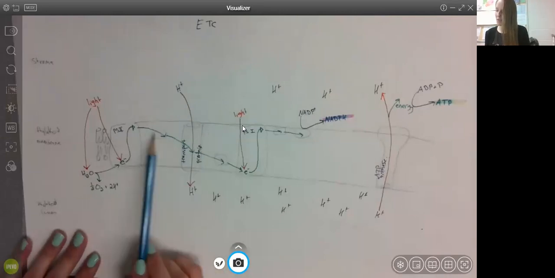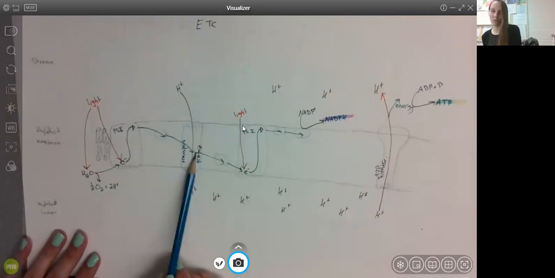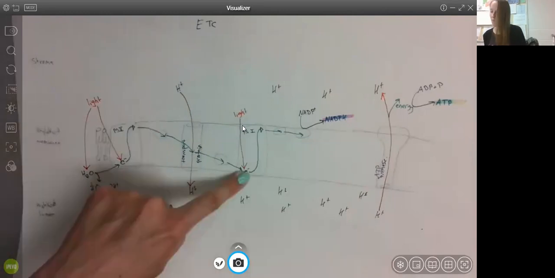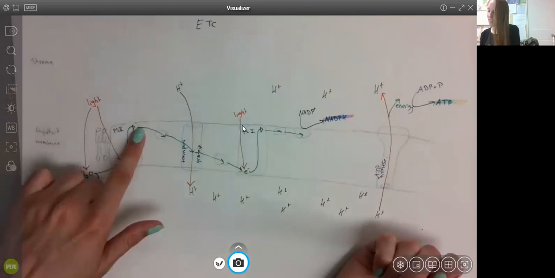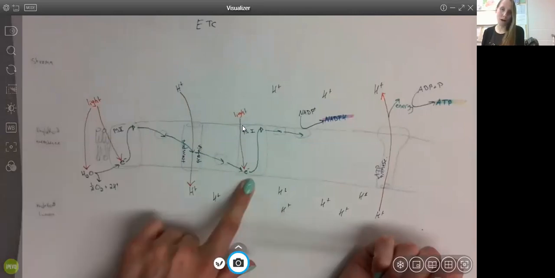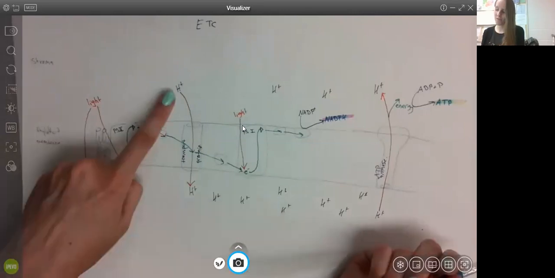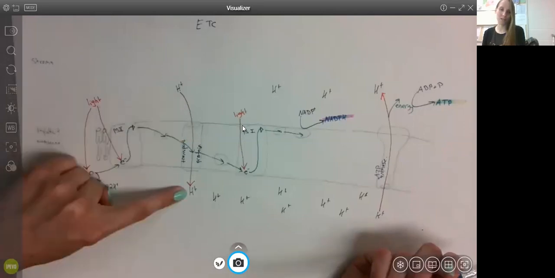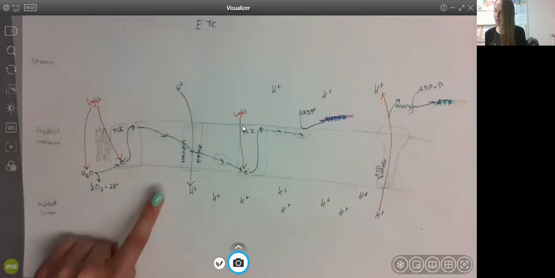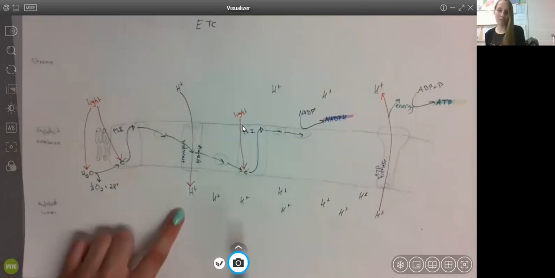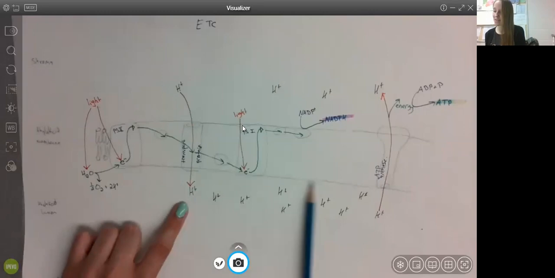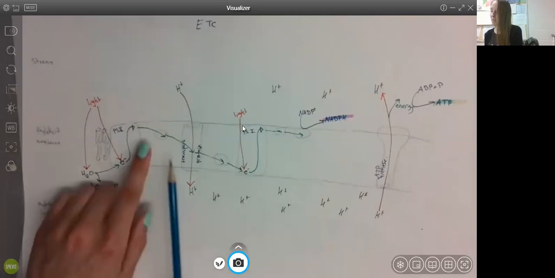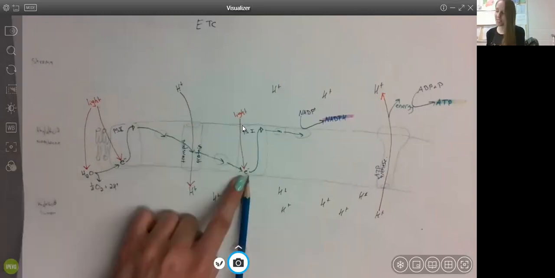The electrons go through the ETC, losing energy along the way. That energy that they lose is used to pump hydrogen ions from the stroma through a transport protein into the thylakoid lumen, where they build up. That's the electrochemical gradient that gets created. By the time the electrons get through that section of ETC, they are once again low energy.